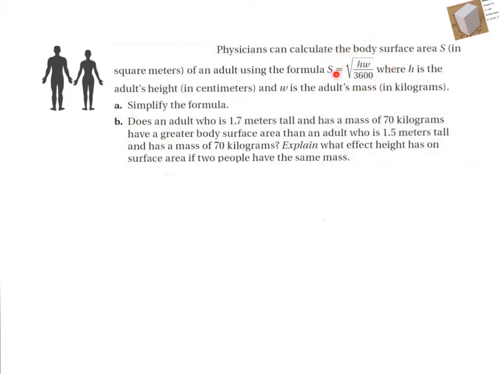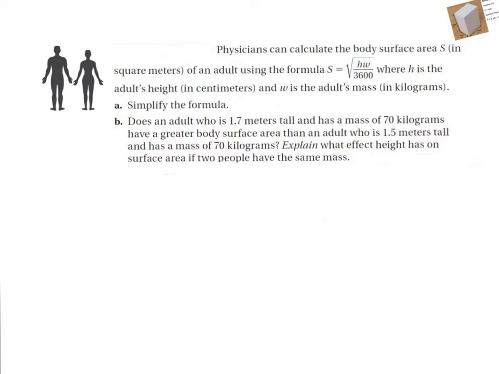S is equal to the square root of h times w divided by 3600, where h is the adult's height in centimeters and w is the adult's mass in kilograms. We're going to do part A, and part of part B, it will be up to you to continue and finish part B, which I will start. And I will also do part A. Part A is simply to simplify the formula.